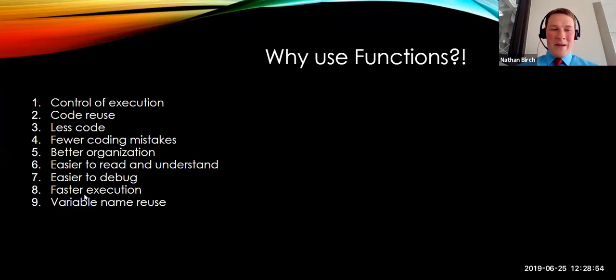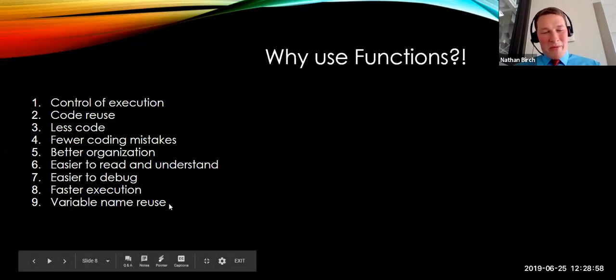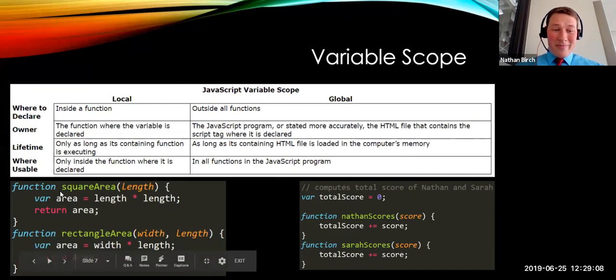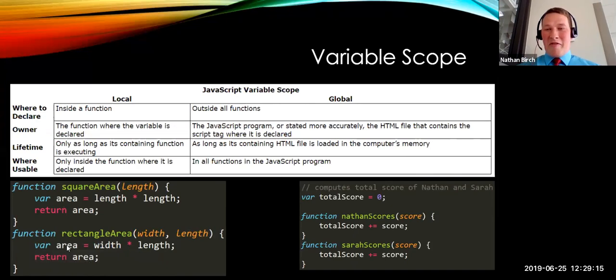There's less code involved, and also variable name reuse. Now this variable name reuse isn't ever what I think about when I'm like, I should make a function so that I can reuse variable names. And when I say that, if we look at our example back here of area and length, that's what it's talking about, where you can reuse variable names like area and length in different functions, and those will be restricted to the scope of the function.